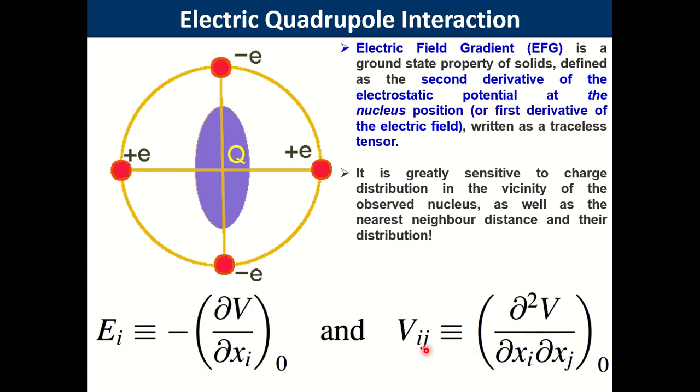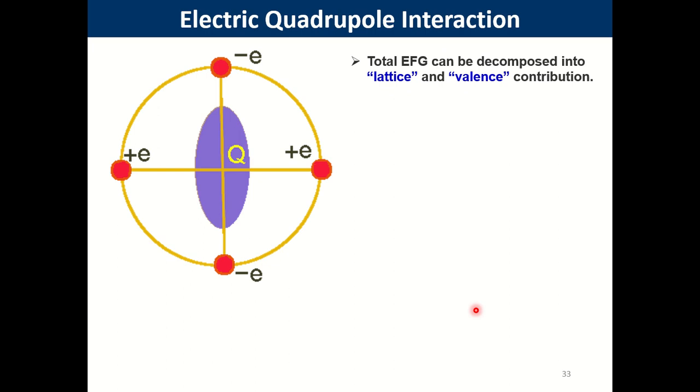And if it is non-zero, and the nucleus is also non-spherical, you are going to have an interaction between the two, and that will give rise to some electrostatic energy. So the electric field gradient interacts with the quadrupole, and this interaction will change the nuclear energy levels. It will split up the energy levels basically, and that splitting will be shown in the next slide.